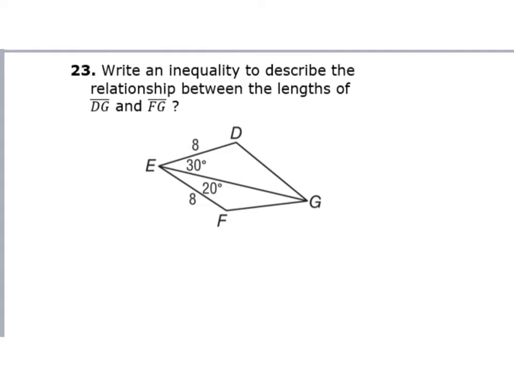Write an inequality to describe the relationship between the lengths of DG and FG. So again, I can see that DE matches with EF. EG is reflexive, so they do have two shared sides that are in common, except the 30 is bigger than the 20. So that means across from the bigger angle will be the bigger side, and across from the smaller angle will be the smaller side. I now know that DG is bigger or greater than FG.